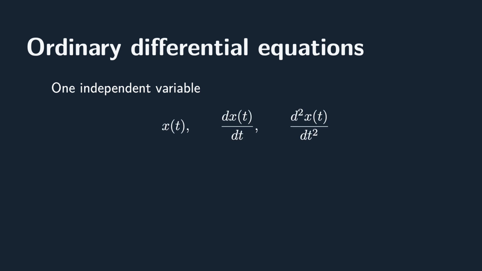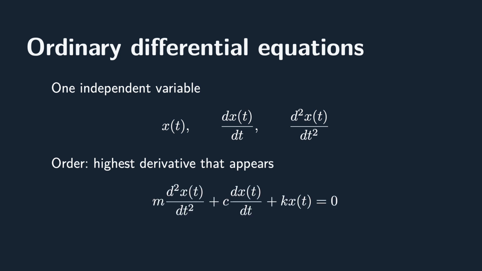An ordinary differential equation, or ODE, involves derivatives with respect to one independent variable. If the function is x of t, then the derivatives are ordinary derivatives, such as dx by dt and d squared x by dt squared. The order of an ODE is the highest derivative that appears. So, an equation involving only the first derivative is first order, while an equation involving the second derivative is second order.